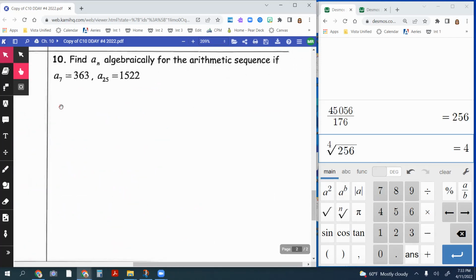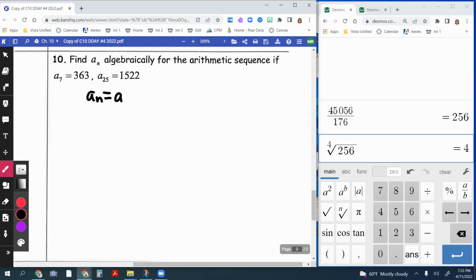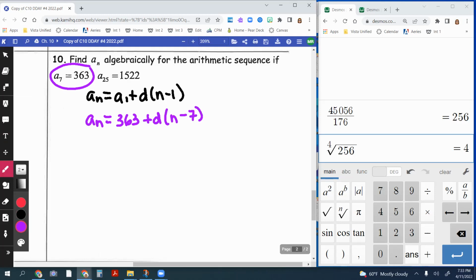On 10, similar idea, but this is arithmetic. So again, we're doing a sub n is equal to a1 plus d times n minus 1. And again, we're not starting with the first term. I'm starting with my 7th. So I'm going to start with a sub n is equal to 363 plus d times n minus 7 because it's my 7th term. And I'm going to put this in to my equation.